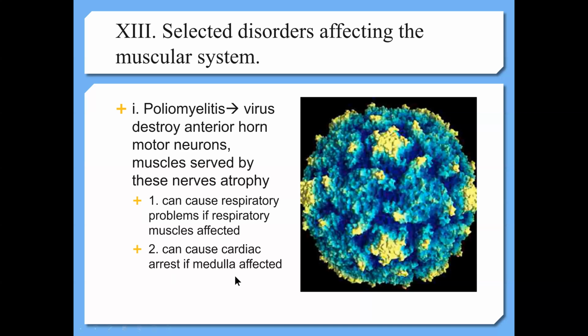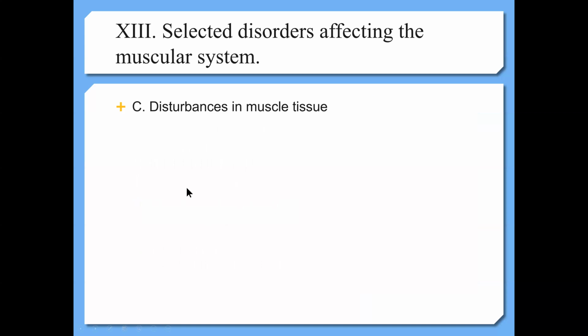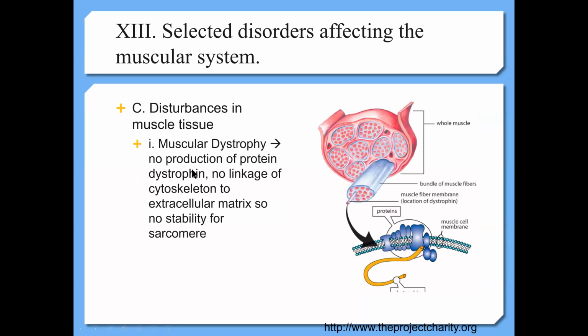So if it affects the medulla, which is where the autonomic system is for the regulatory system for the heart, to speed it up and slow it down, then you can get cardiac arrest. Disturbances in the muscle tissue, you can have muscular dystrophy. And I don't know, probably nobody remembers Jerry Lewis, but Jerry Lewis used to have a Labor Day telethon about this, the Muscular Dystrophy Association.